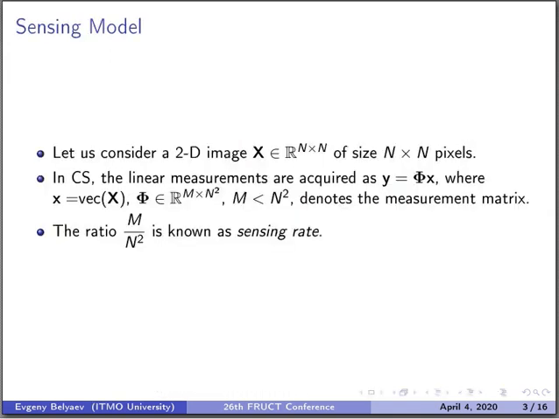Let us consider a two-dimensional image X, of size n by n pixels. In compressive sensing, the linear measurements Y are acquired as Y = Φ X, where X is a vectorized version of the image and Φ denotes the measurement matrix. And this ratio is known as the sensing rate.